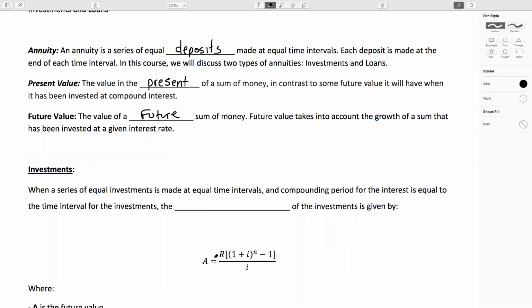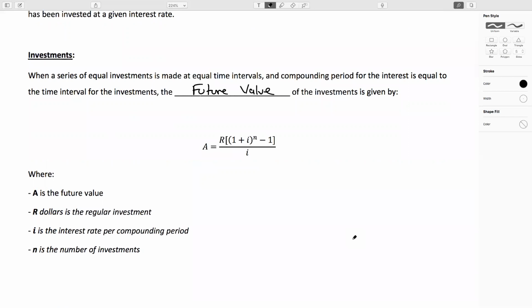Okay, let's talk about investments. When a series of equal investments is made at equal time intervals, and the compounding period of interest is equal to the time interval for the investments, the future value of the investment is given by the formula A equals R times ((1 plus i) to the power n minus 1) divided by i. In your book, they call A the amount, which I think is a really stupid term, but I'm going to call it the future value, which is more specific.